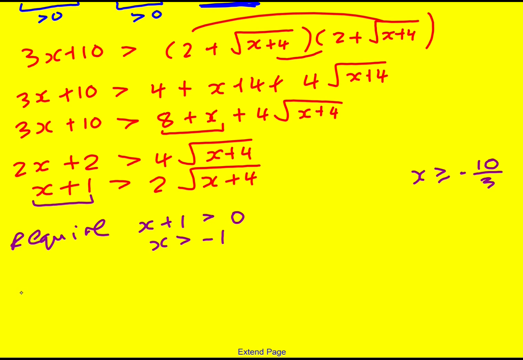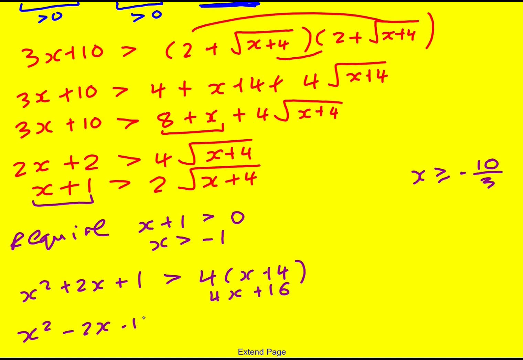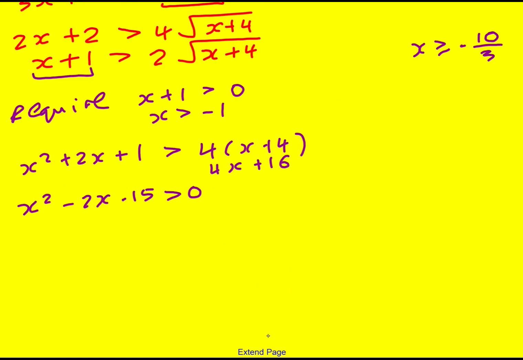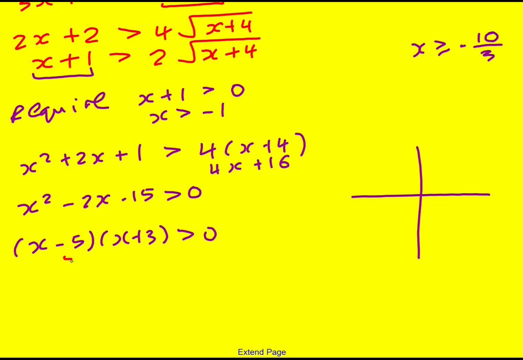Let's square again now. I'll get x squared plus 2x plus 1 on the left-hand side, and that will be greater than, I need to square the 2 and the square root of x plus 4, so 4 times x plus 4. And this is 4x plus 16. That means that x squared minus 2x minus 15 is greater than 0. So x minus 5 times x plus 3 must be greater than 0. We get roots of 5 and minus 3.